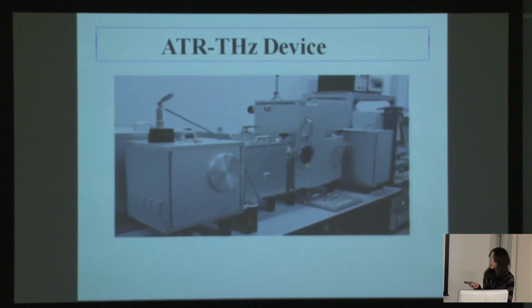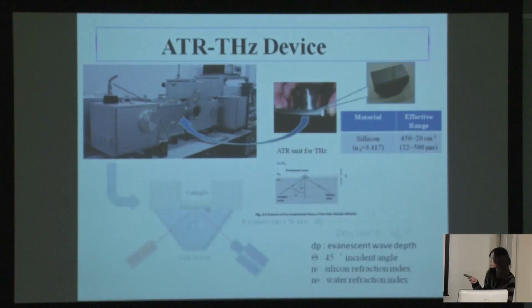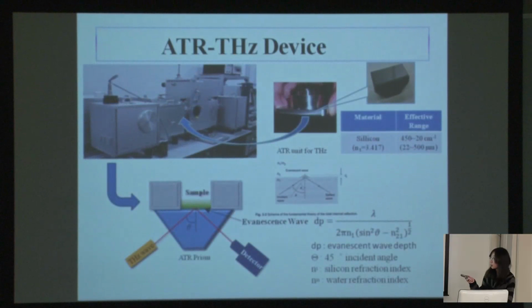This is the device I used in my experiment, the terahertz device. This is the silicon and the silicon's parameters. This is the sample unit. We add samples in the sample unit. Here is the principle of the device. First, when light comes through the interface, some parts of the light will change its orientation like this. This is called an evanescent wave. The evanescent wave contains a lot of sample information. We can calculate the penetration depth by this equation.